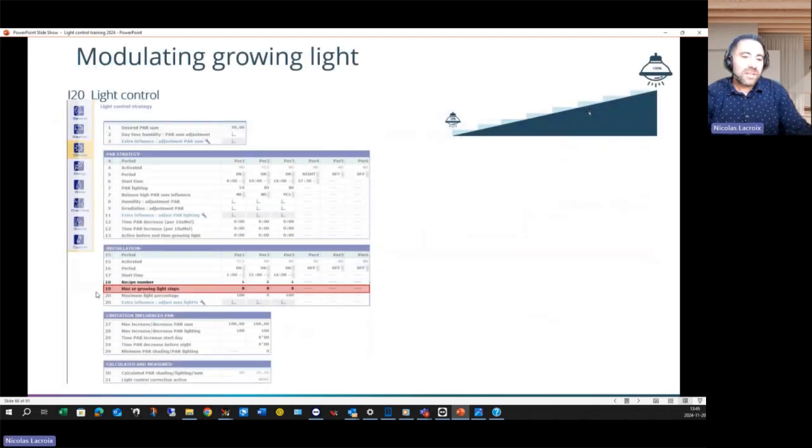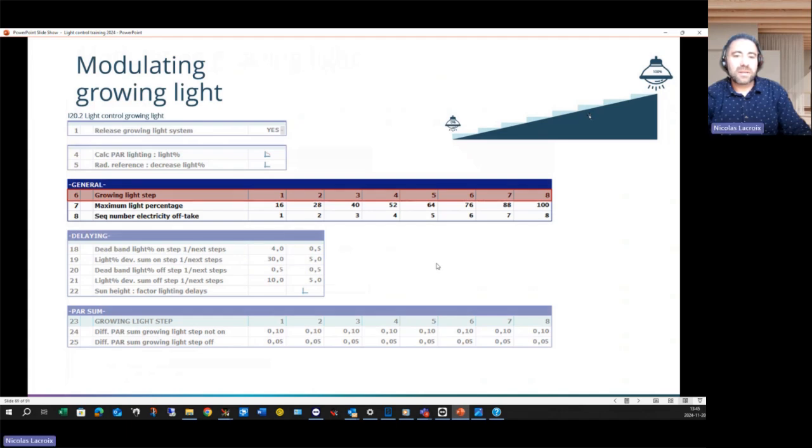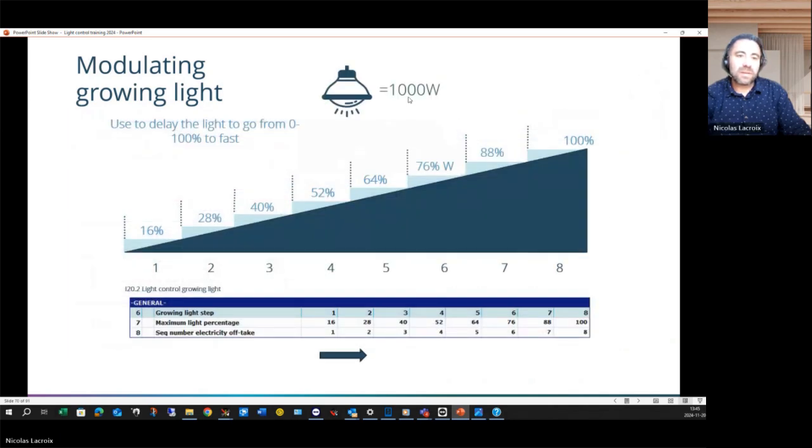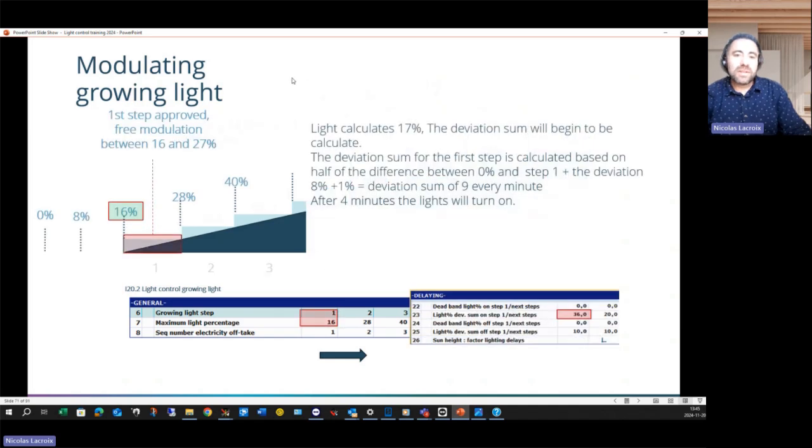In page I-20, you have a setting where you can put the maximum number of growing light steps. So you can do a period with 6 steps, the other one with 7, another one with 2. And page I-20.2 is where you set your percentage for each step. The steps are used to stop the light from going too fast from 0 to 100%.